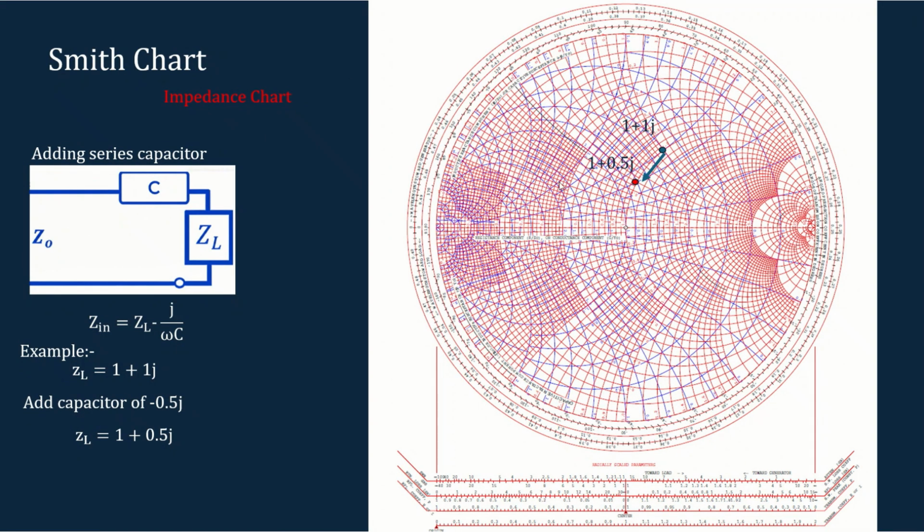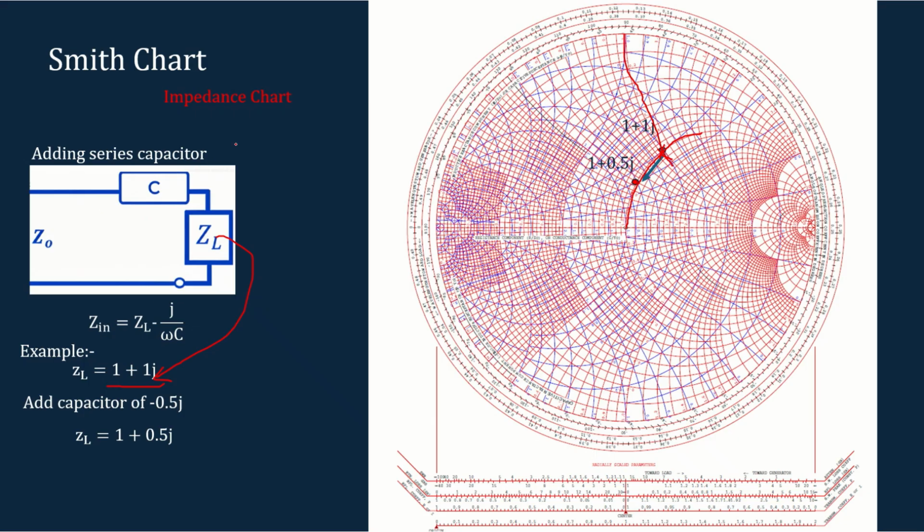So let's consider the case where I have to add a series capacitor like this. If I have to add a series capacitor, first of all, if I know the load impedance, I can mark the load impedance there. In my case, the load impedance is 1 plus 1j. First of all, I will be marking that. I will consider the constant resistance circle and plus 1j. That intersection will be 1 plus 1j.